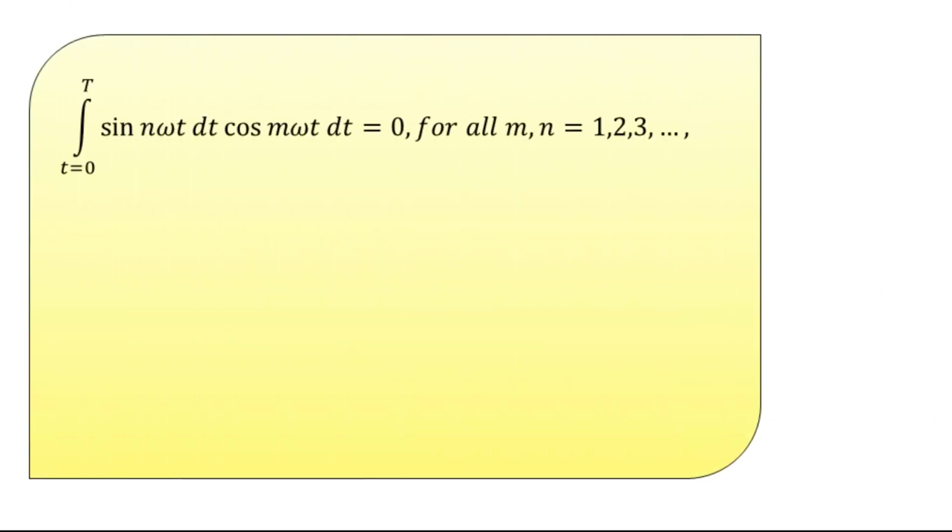So here we have, as usual, the integration for t equal to 0 to capital T of the multiplication of sine n omega t into cosine m omega t, and dt should be only once here. This is a typo mistake. And this is equal to 0, and this is for all the values of m and n from 1 to 3 and so on.